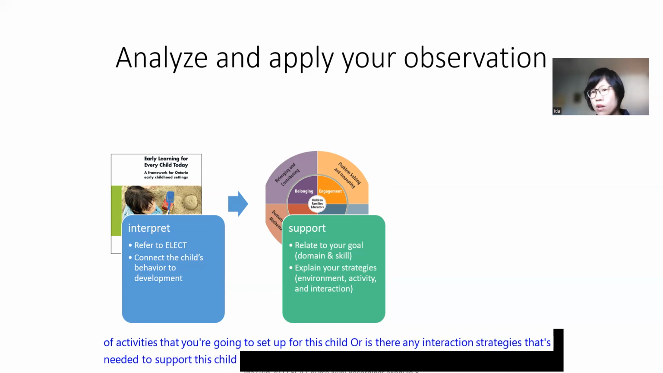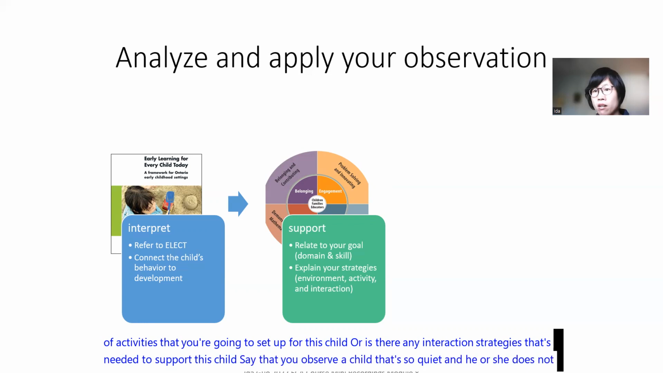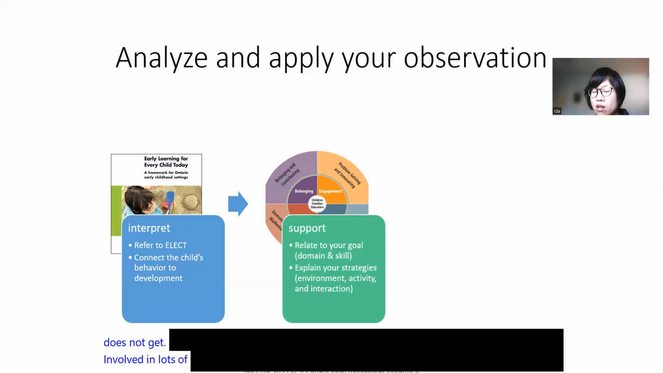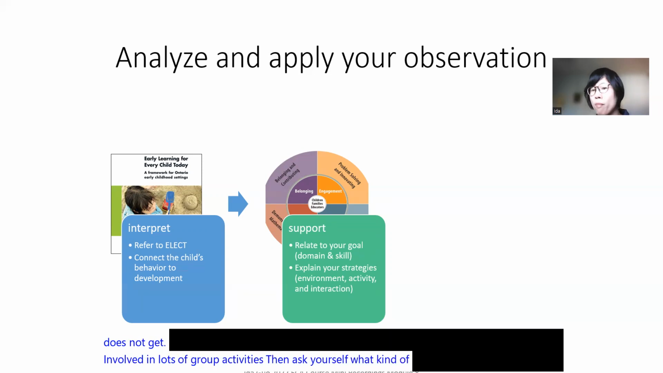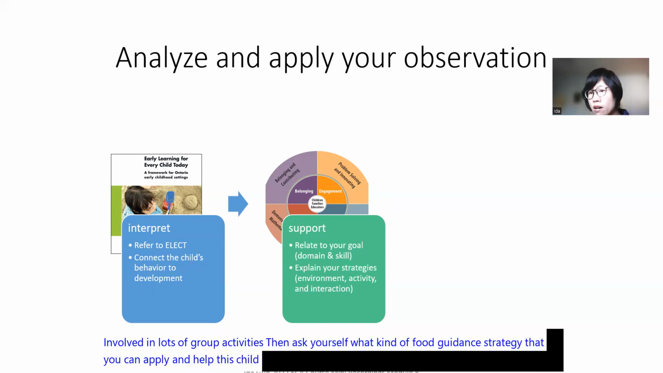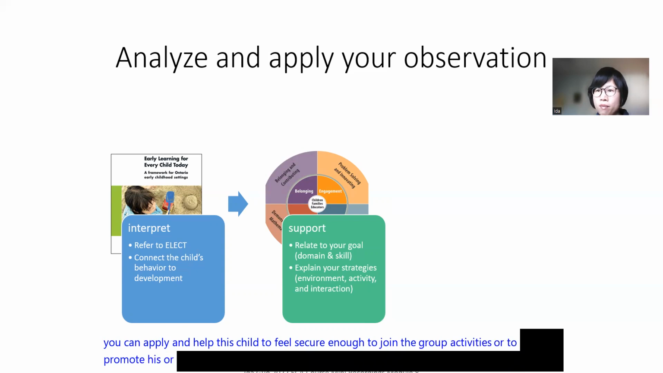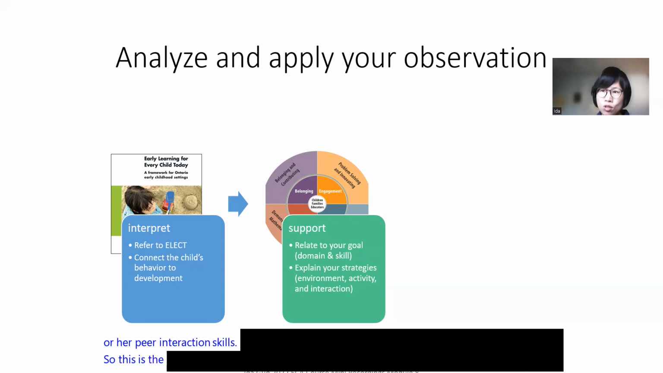Say that you observe a child who is so quiet and does not get involved in group activities. Then ask yourself what kind of guidance strategy you're going to apply to help this child feel secure enough to join the group activities or to promote his or her peer interaction skills. This is the support that I like to see in your analysis part.